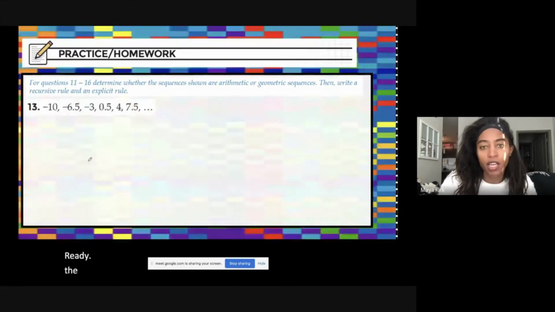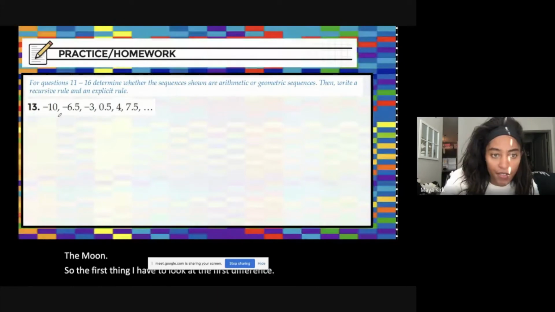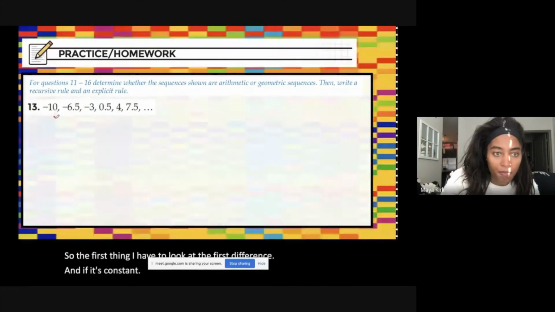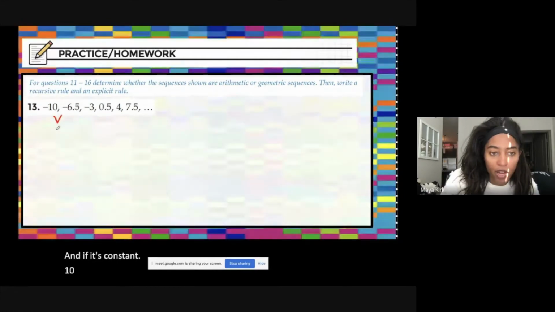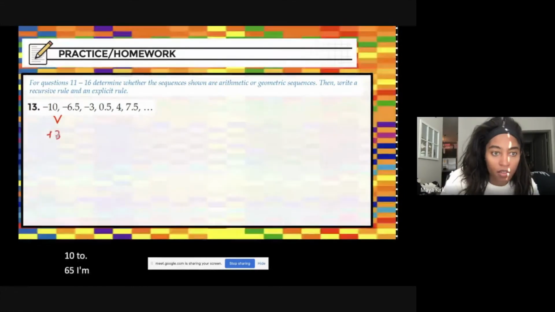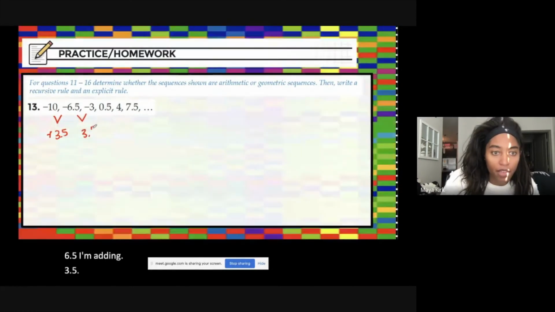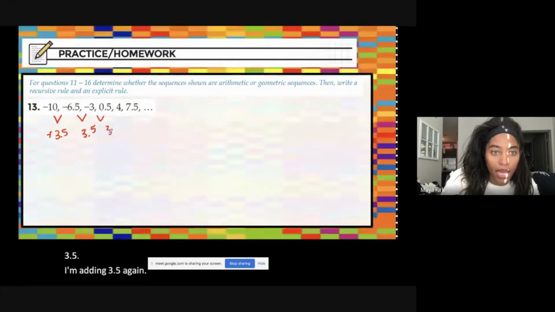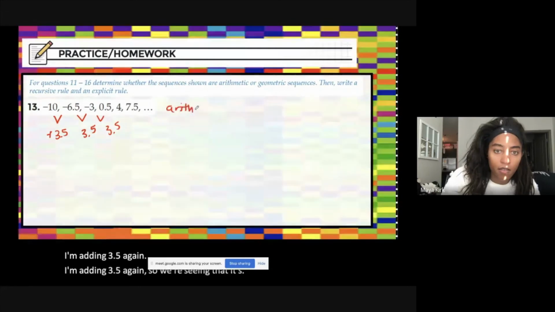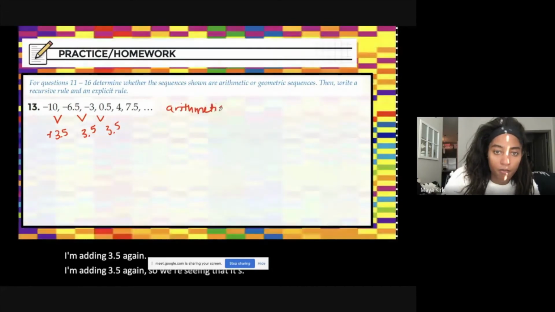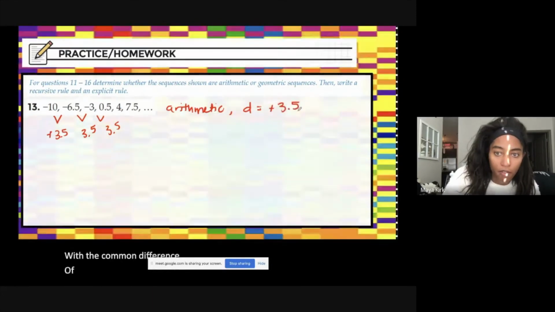Okay, so the first thing, I have to look at the first difference and see if it's constant. So from -10 to -6.5, I'm adding 3.5. I'm adding 3.5 again. I'm adding 3.5 again. So we're seeing that it's arithmetic with a common difference of positive 3.5.